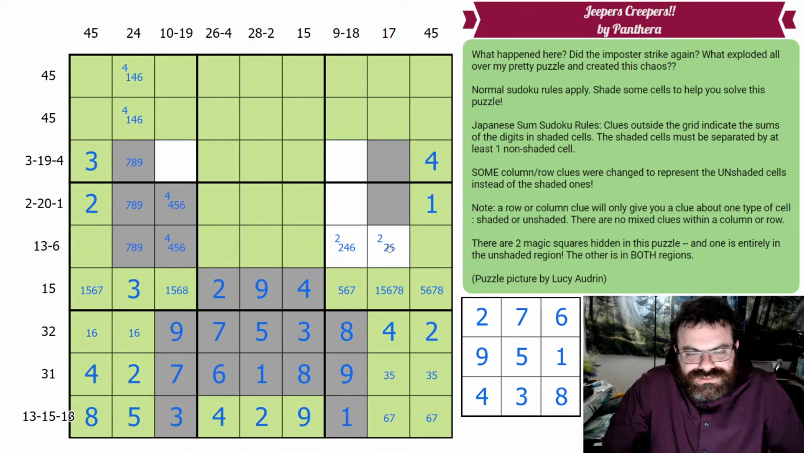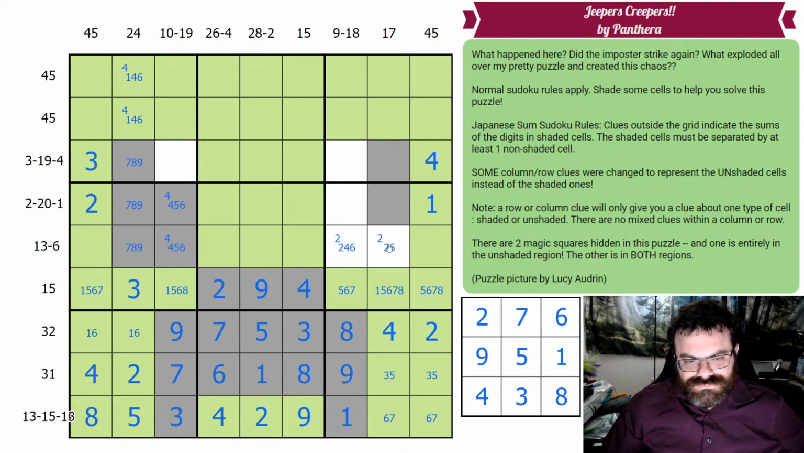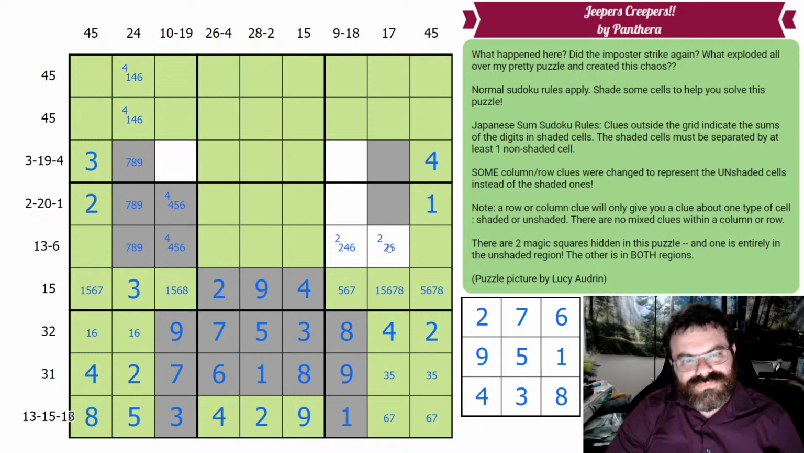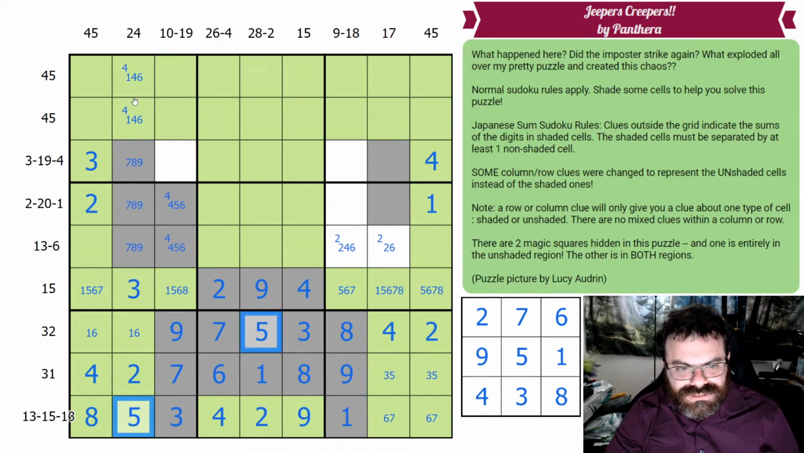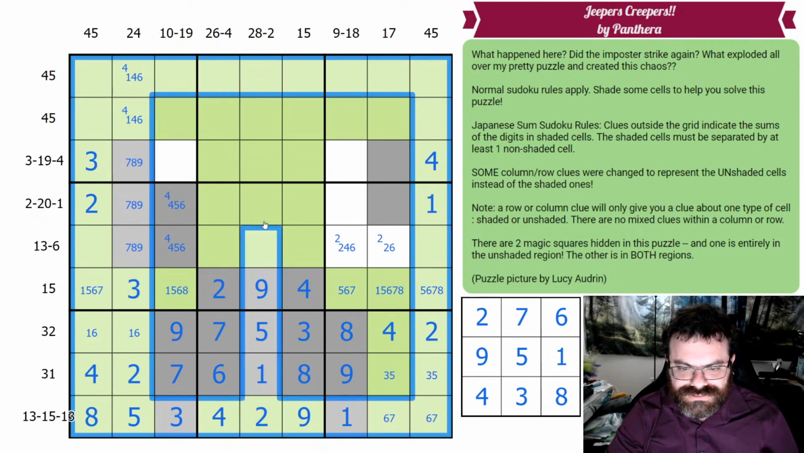I think we have to find the magic square. Okay, well, obviously magic square can't be centered in the border. Can't be centered here. We can't be centered here. Just looking down, obviously we can't be centered where there's not a 5.